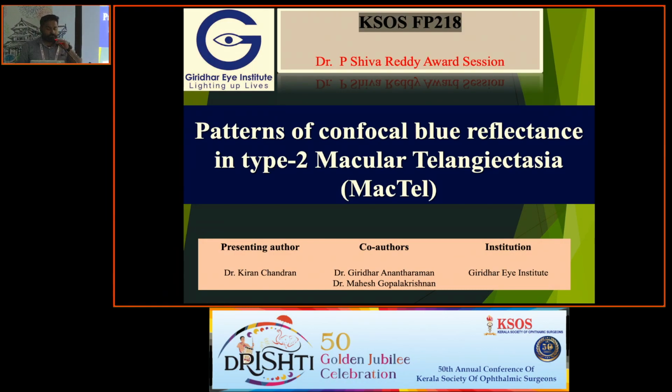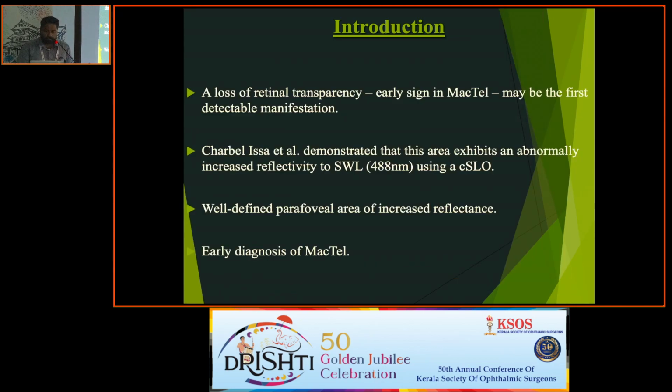The topic is patterns of confocal blue reflectance in type 2 macular telangiectasia, also called MACTEL. MACTEL in the initial stages is characterized by a loss of retinal transparency, predominantly visible temporal to the fovea, and this is classified as per the Gass and Blodi staging into stage 2 MACTEL.